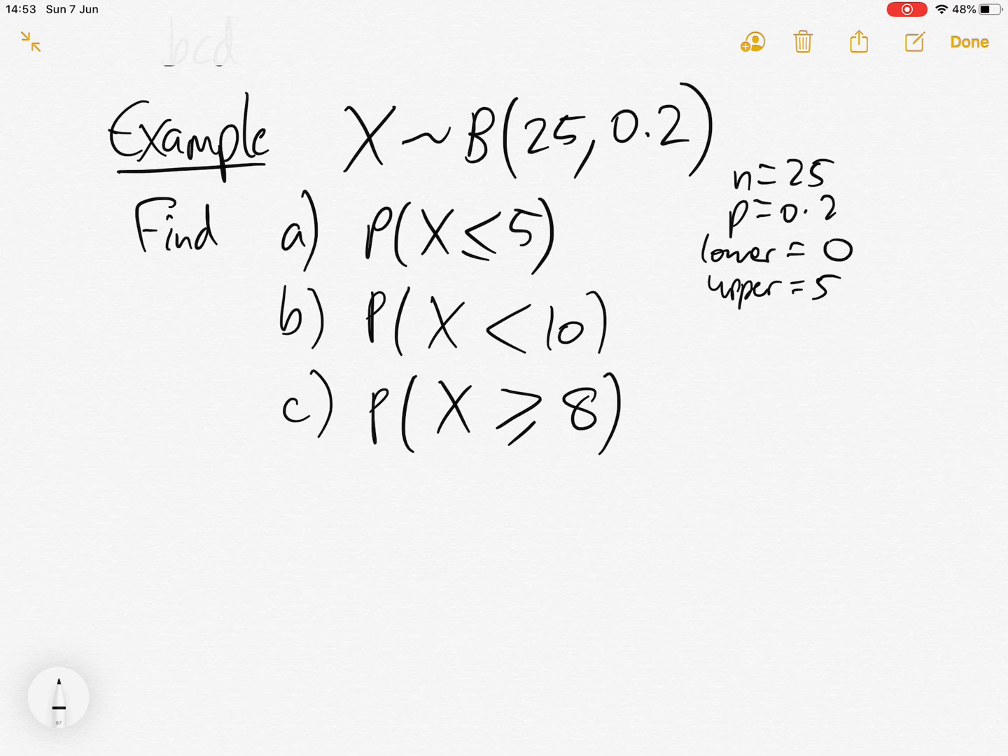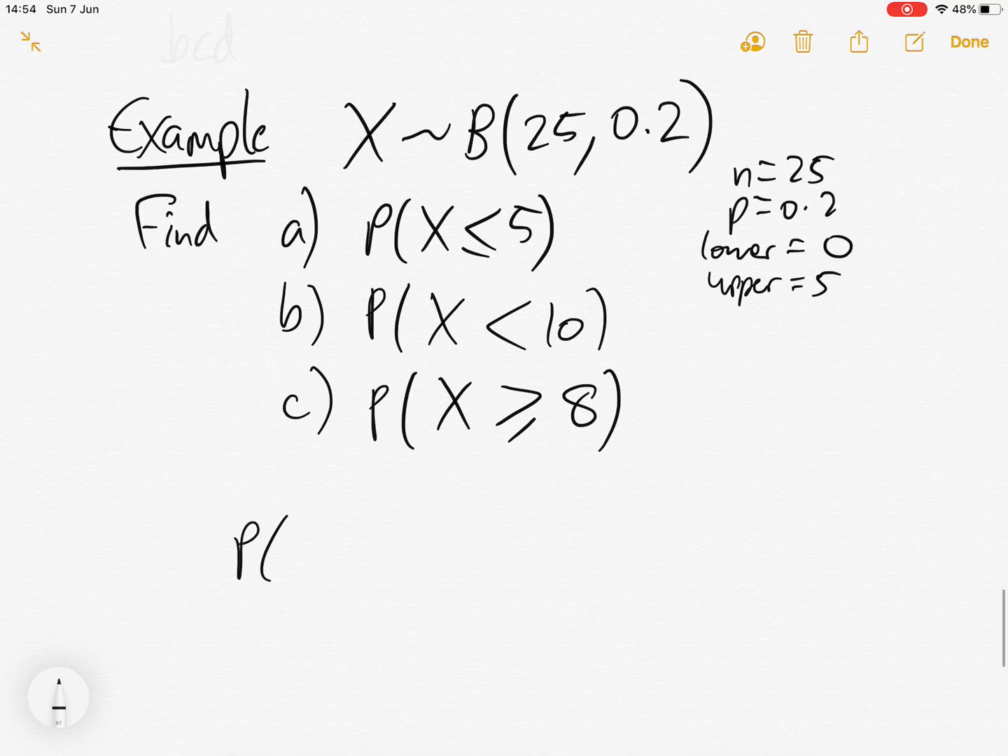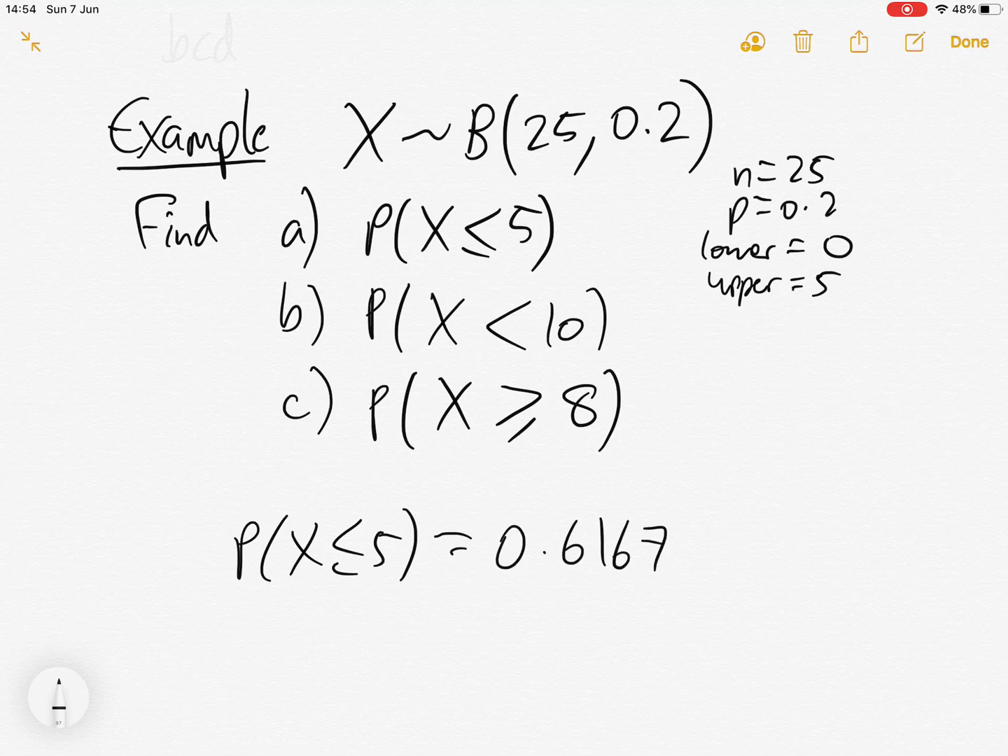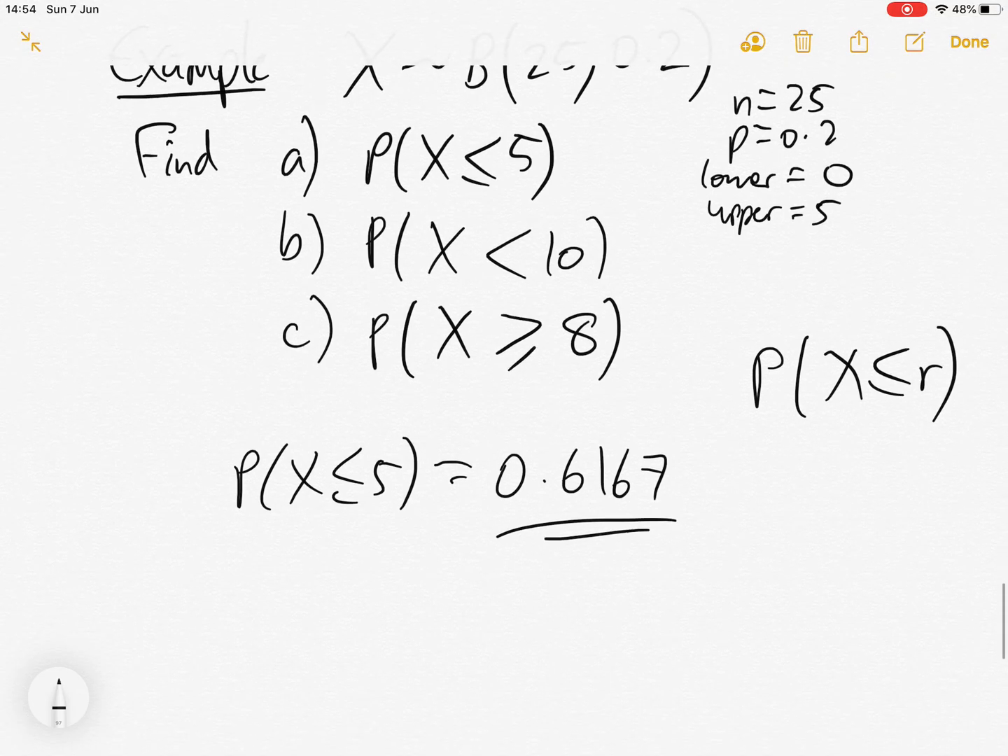Alternatively, you can use the tables. So on page 204 of the textbook, there are tables of cumulative values, and those are also given in the formula book. So if we go to page 206, we've got n is 25. If you find p equals 0.2 at the top, and then go down to 5, we get the value 0.6167, and that's the answer. So the values given in the table are the values for probability x is less than or equal to r. Okay, so that's the answer to part A.